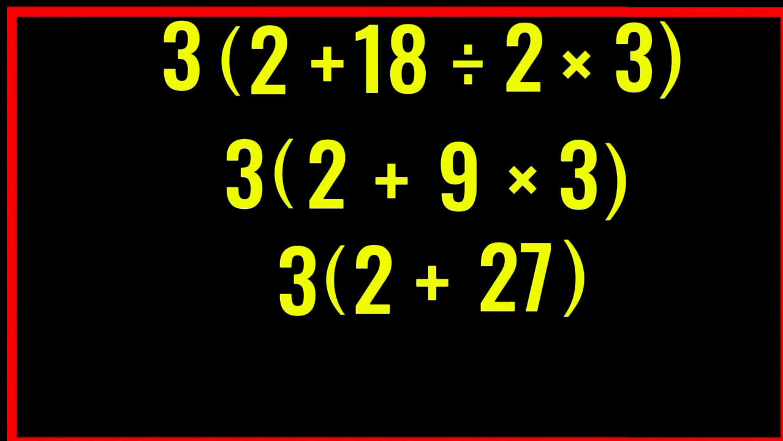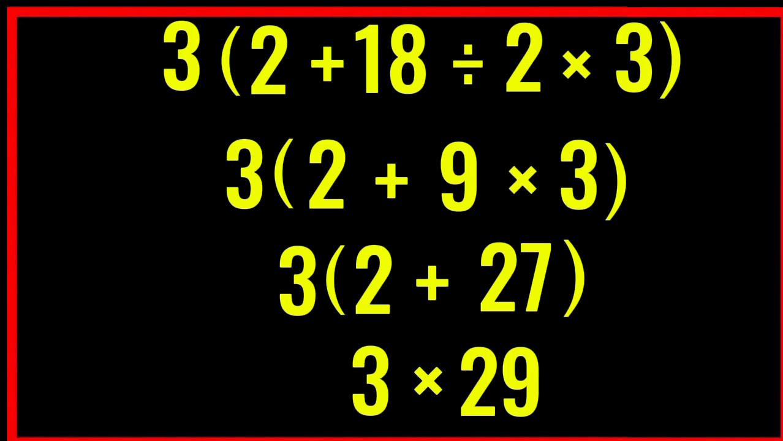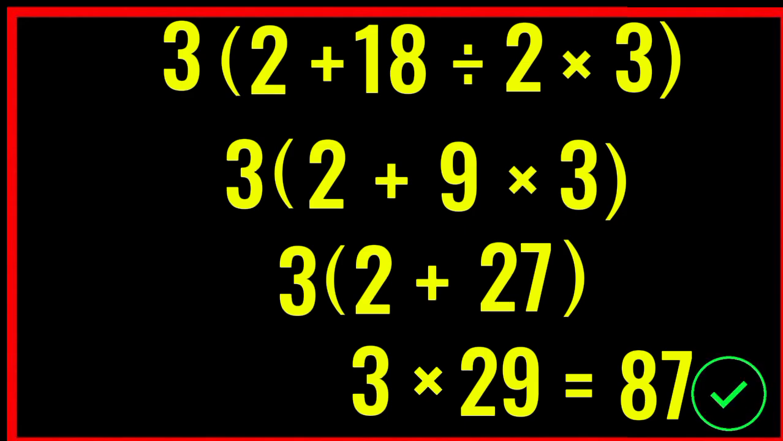Now solve the parentheses. 2 plus 27 equals 29. Finally, multiply. 3 multiplied by 29 equals 87. So the correct answer is 87. If you got 87, congratulations. You follow the order of operations correctly.